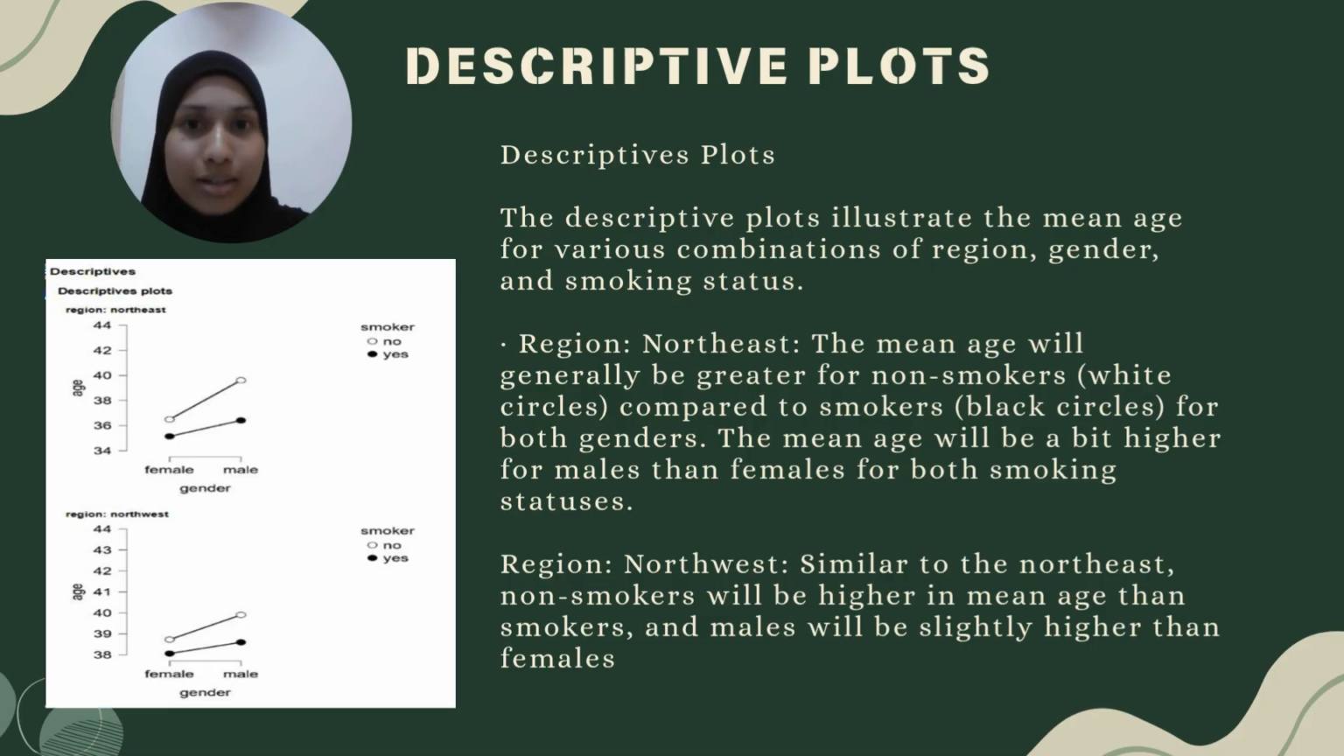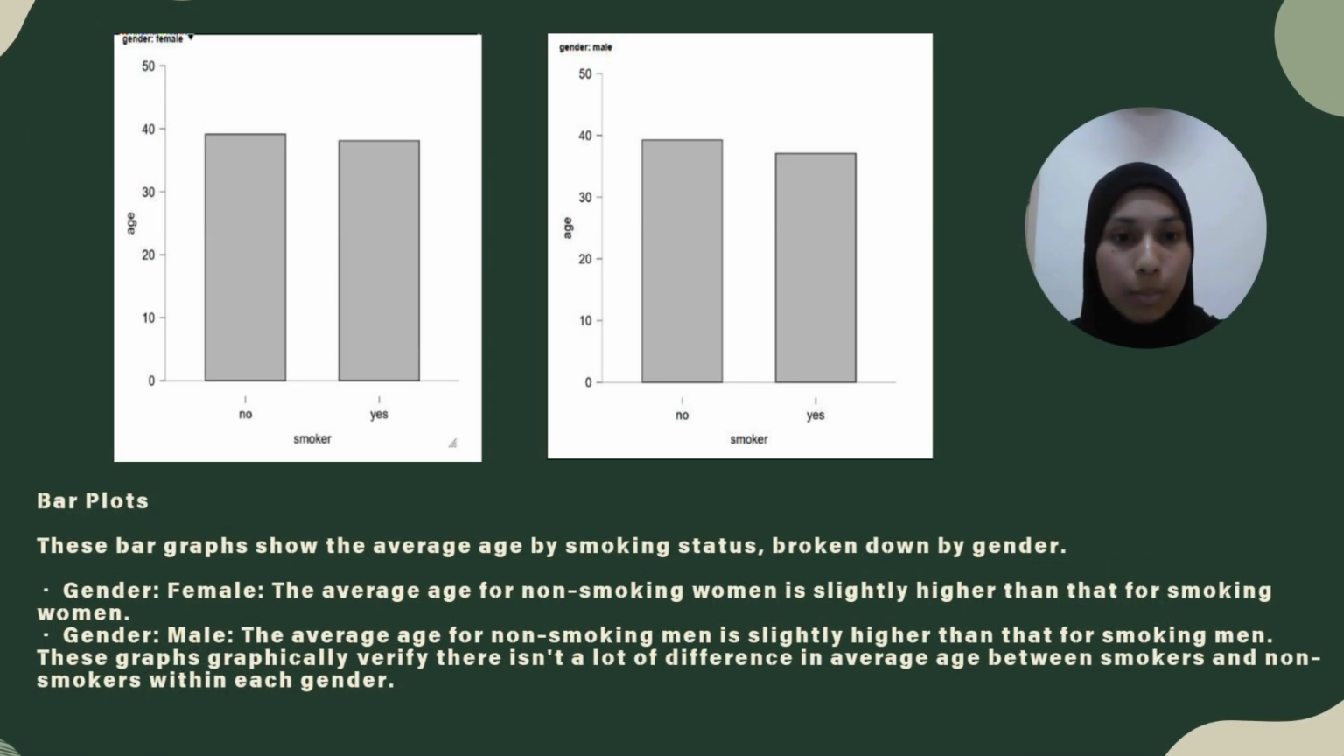higher than females. For the bar plots, this bar graph shows the average age by smoking status broken down by gender. For females, the average age for non-smoking women is slightly higher than for smoking women. For males, the average age for non-smoking men is slightly higher than that for smoking men. This graph verifies there isn't a lot of difference in average age between smokers and non-smokers within each gender.